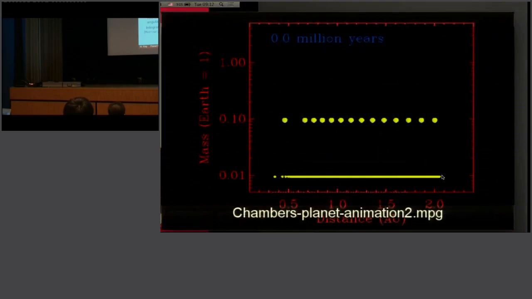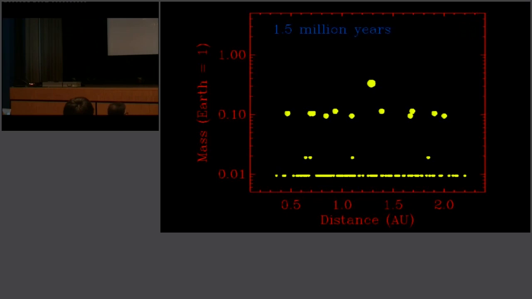Okay, so we start out here. This is the mass, in Earth masses, of the objects. So we have equal mass objects initially spread out in a certain range, 0.5 to 2 AU, and then you evolve this with an n-body integrator, and whenever they collide, they stick to each other. Mysteriously, 100% sticking.